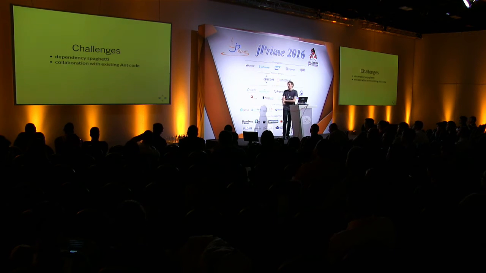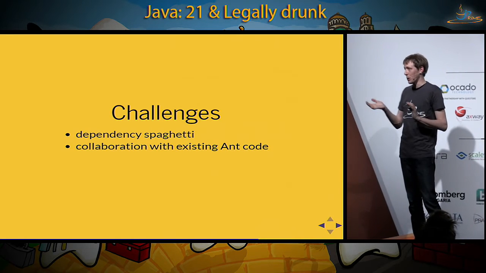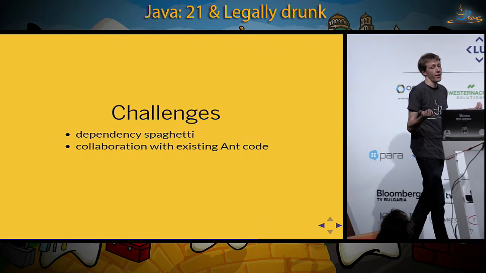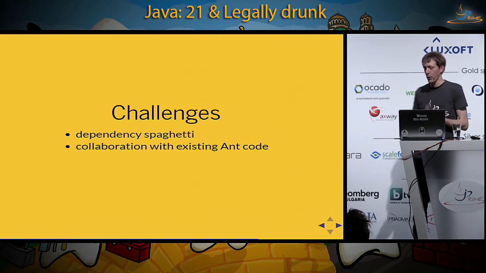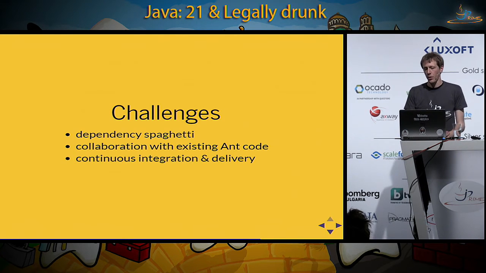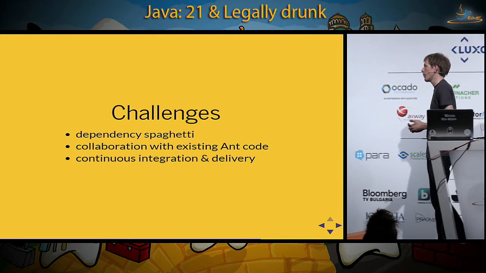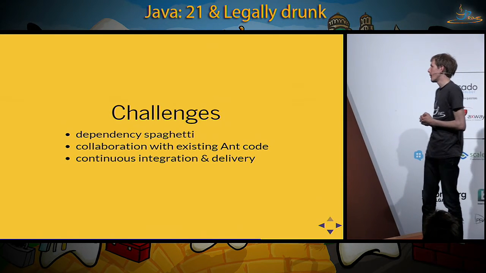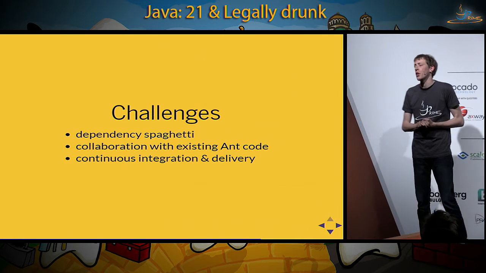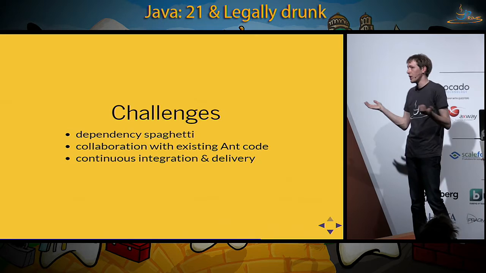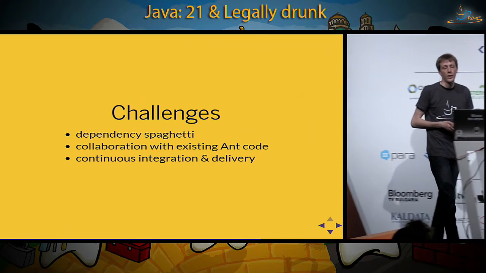And at the beginning, see which Ant code could still remain because it's not used very often, and try to make it collaborate with what you have substituted with Gradle code. And after each step, please run your continuous integration and continuous delivery, and make sure that not only the module that you've just migrated, but also the other modules that maybe still run on Ant code still work.